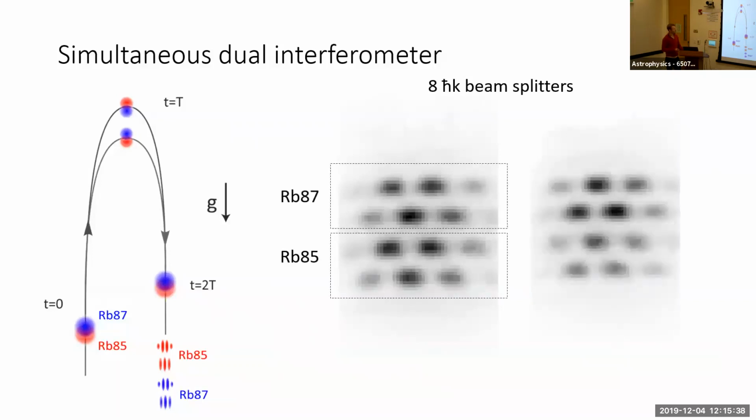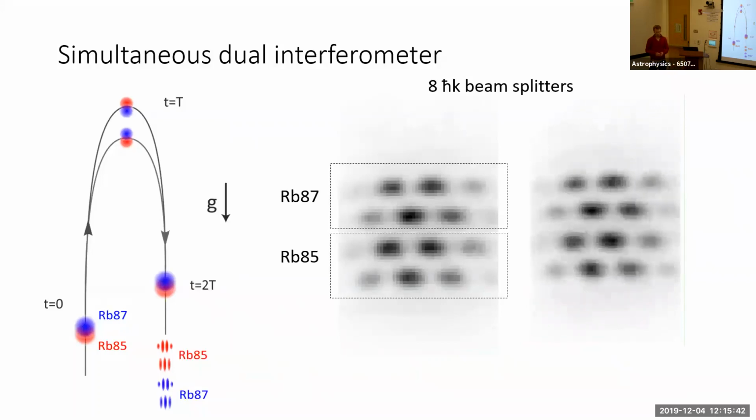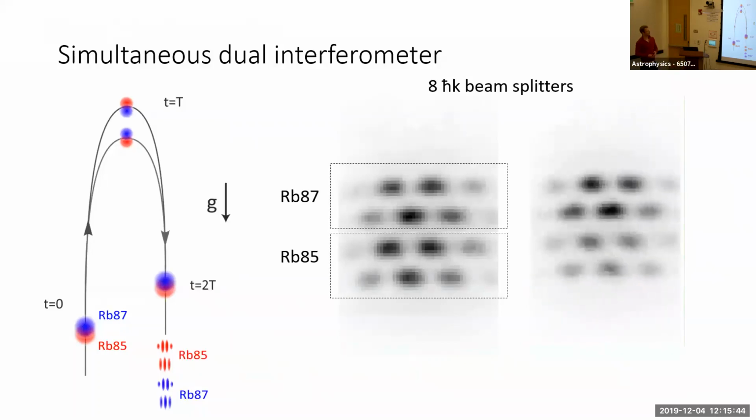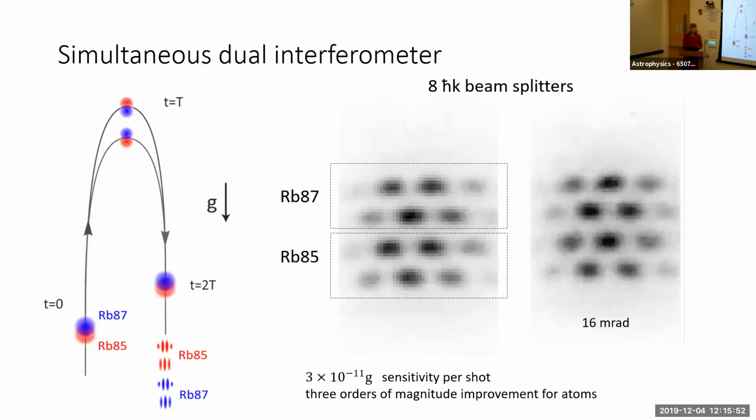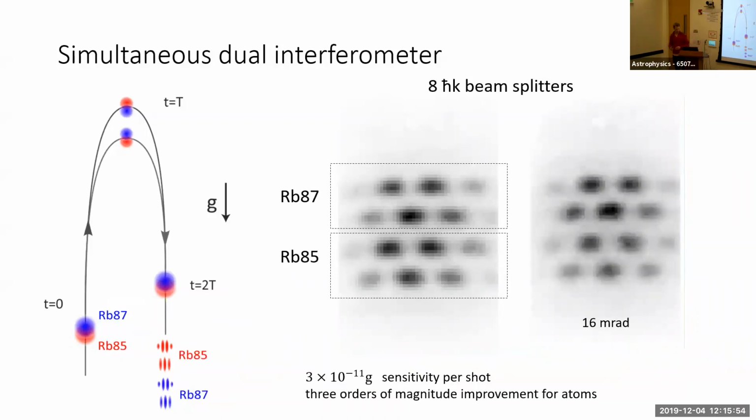So 87, 85. If we do multiple shots, the overall phase of the interferometer will change, but the differential phase between those two will have much smaller phase noise. So in this case, 16 milliradians. And this corresponds to an acceleration of 3 × 10⁻¹¹ g per shot, which is somewhat better than previous dual-species experiments. So that's okay.